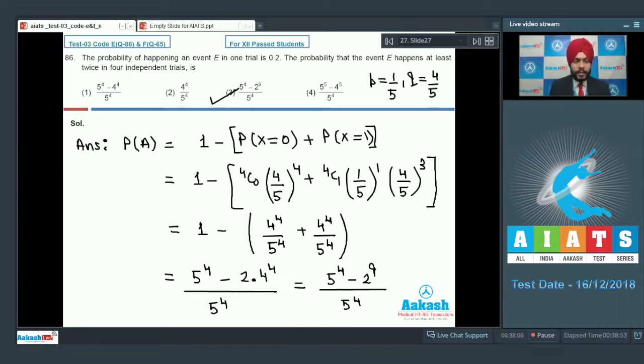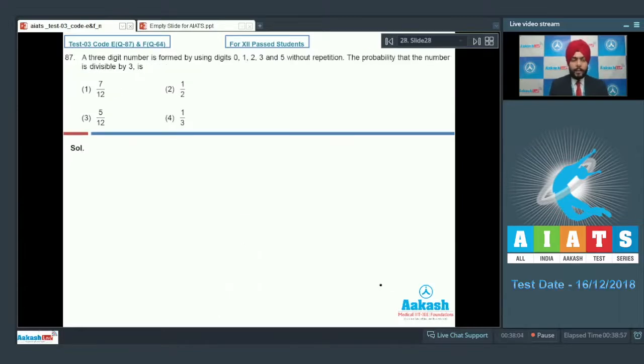Okay. Let us move on to question number 87. Question 87, again a very easy one. 3-digit numbers are formed by using the digits 0, 1, 2, 3 and 5 without repetition. Find the probability that the number is divisible by 3. So we'll have to make the cases that which 3 numbers out of these 5 numbers are giving me the sum which is divisible by 3, because a number is divisible by 3 if the sum of its digits is divisible by 3.